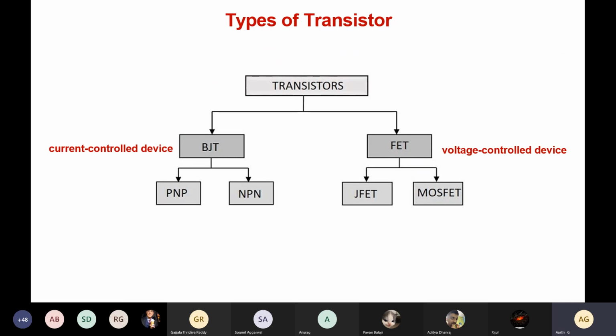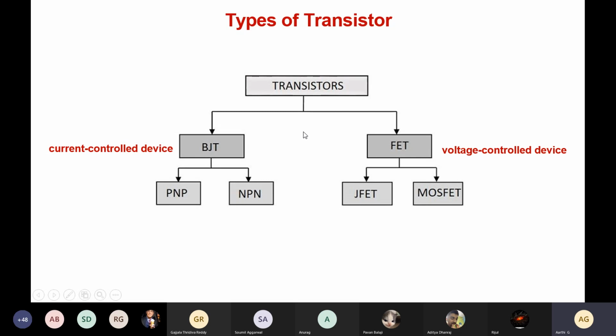Basically, we have two types of transistors: BJT, bipolar junction transistor, and field effect transistor. Under BJT, we have two categories, PNP and NPN, that is positive, negative, positive, and negative, positive, negative. Here we will study NPN and PNP types in detail. Under FET, it is categorized as JFET and MOSFET. We will study the FET and its characteristics in detail in module 4. In module 3, we are going to concentrate fully on BJT.